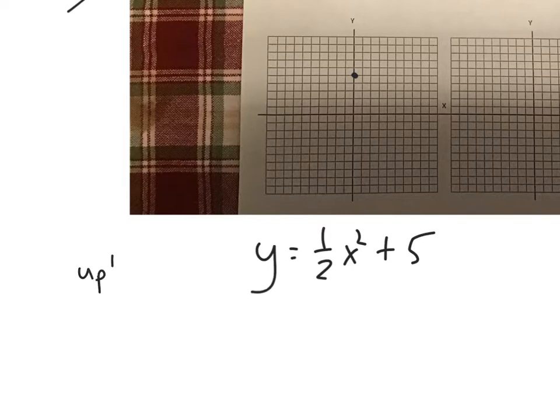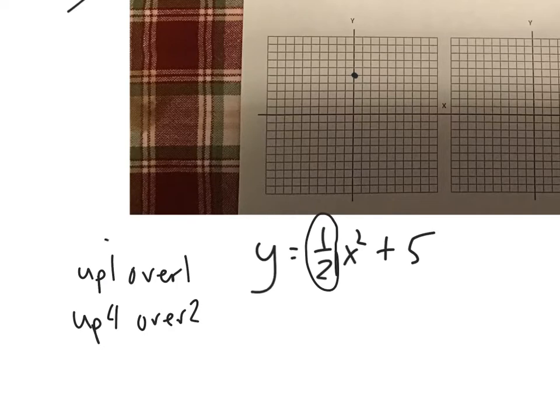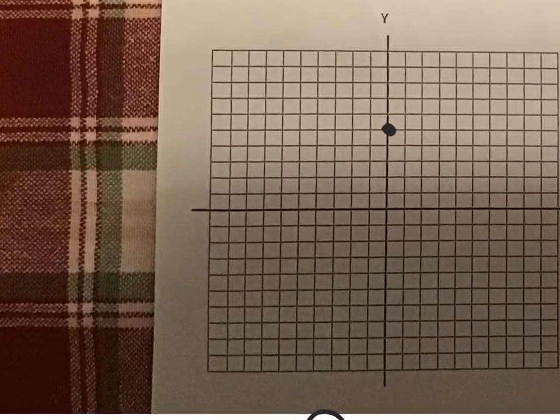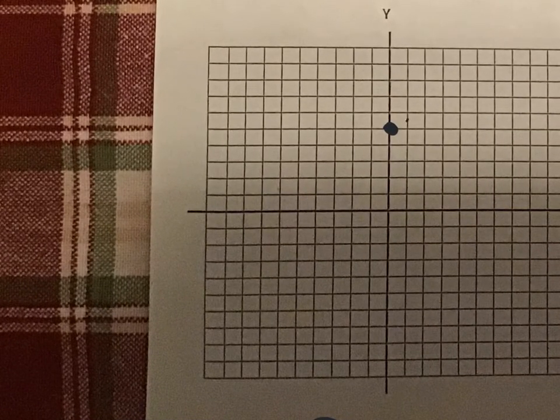So again, our pattern is up 1 over 1 and up 4 over 2. So now instead of multiplying by 2 or 3, we're going to multiply by 1/2. Well, what's 1 times 1/2? 1/2. So we're going to go up 1/2 and over 1. And so up 1/2 would be right in there somewhere, wouldn't it? Is that up 1/2? Looks like it to me.